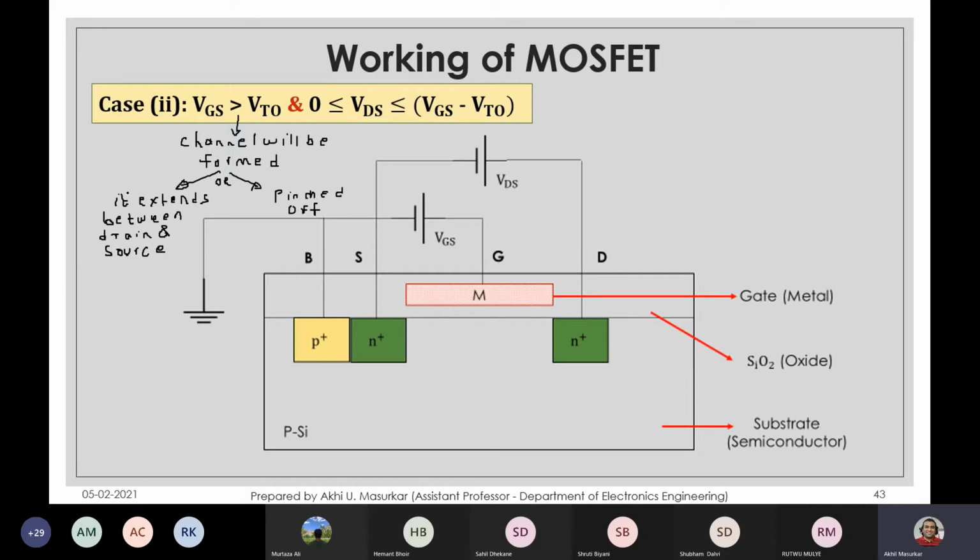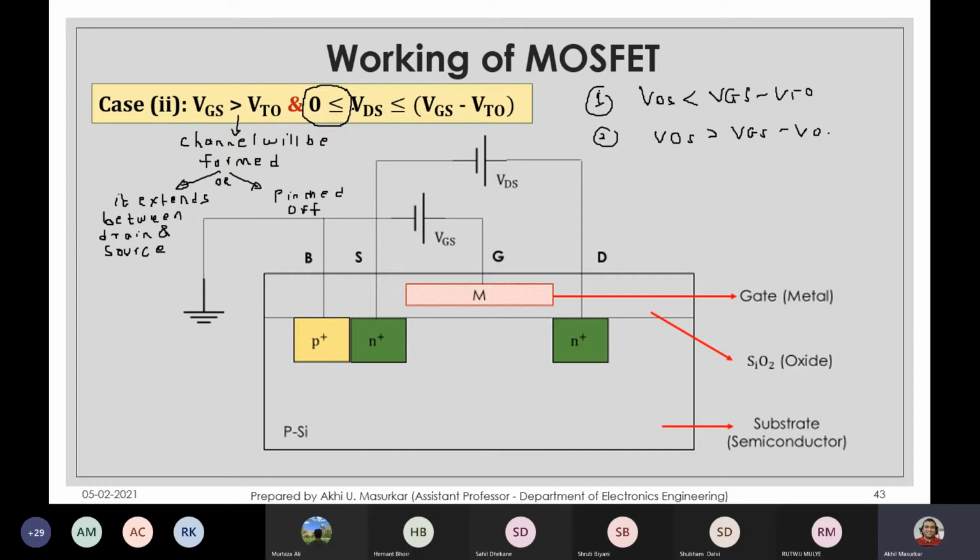And hence there are two conditions on VDS. The first one is VDS is less than VGS minus VTO, and the second one is VDS should be greater than VGS minus VTO. We are adding this part just to indicate that whatever may be the case, VDS is less than VGS minus VTO or VDS is greater than VGS minus VTO, it is not going to be negative. That is the reason why we are adding that 0.